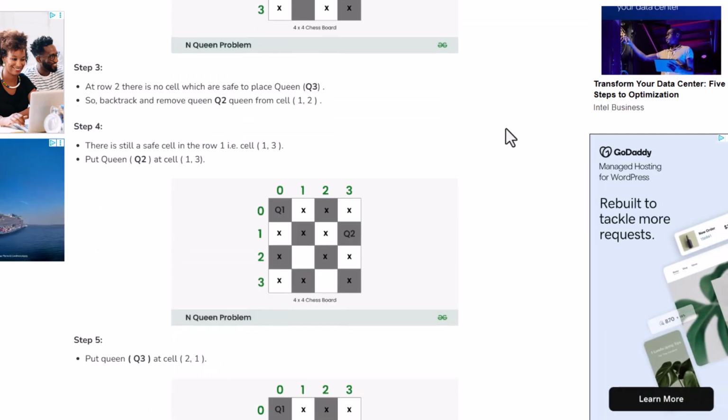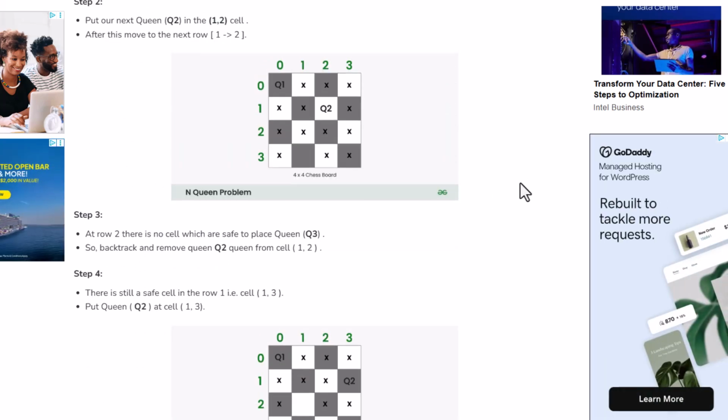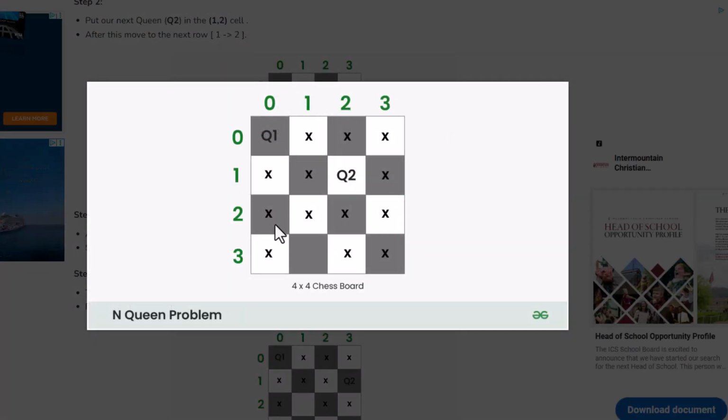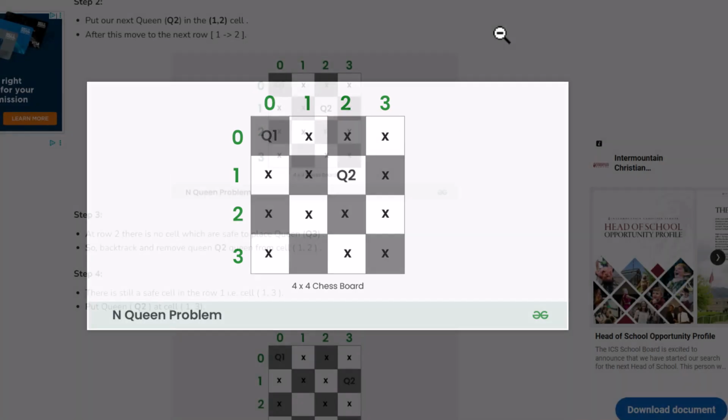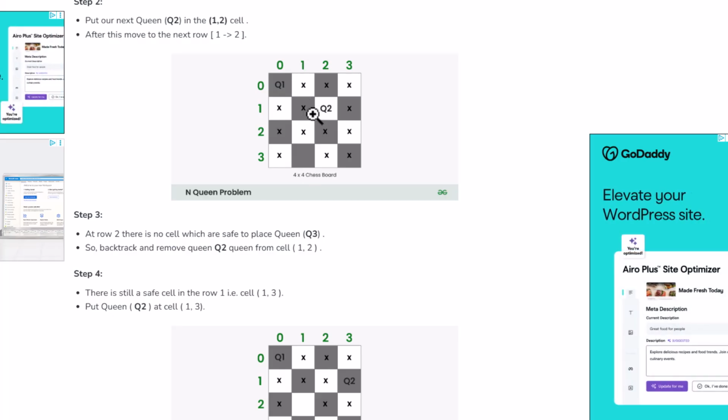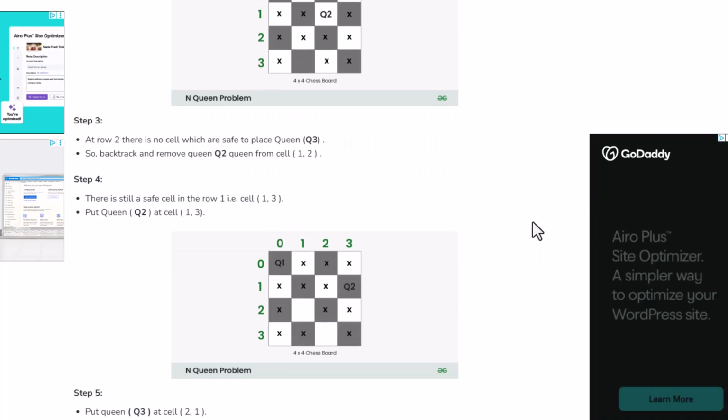At row 2, there's no cell at which it is safe to place Q3, okay? Because if I try to put it there in row 2, it's being conflicted by this queen. If I put it there at 2-1, this queen can get it. Same with 2-2, same with 2-3. So we have a problem. All right, so we have to backtrack and remove queen 2 because there's really no arrangement that makes this work.